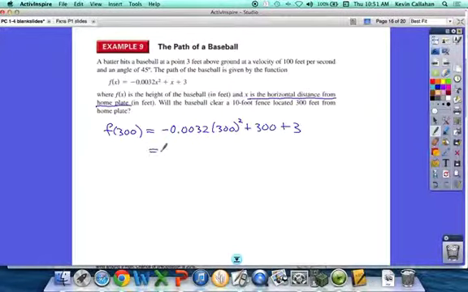And if you do all the number crunching there, it is 15. So the question was not how high is the ball 300 feet from the plate. The question was, is it going to clear a 10-foot fence? Sure. 15 is greater than or equal to 10. So yes, clears the fence.